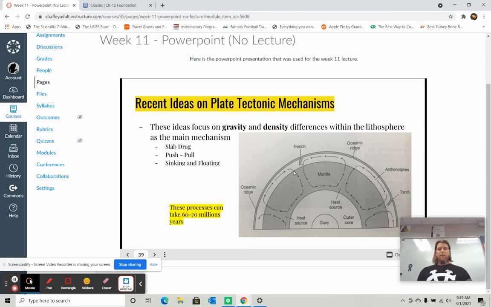We're not going to worry about recent ideas because these are more just conceptual. You're not really quizzed on them, but they're just different ideas of how this convection cycle occurs and how it brings material back down into the Earth and then rises it back up. But one thing to note is that these processes can take 60 to 70 million years. So it's not like there are these really quick cycles going on. It's this dense material that's just moving about.